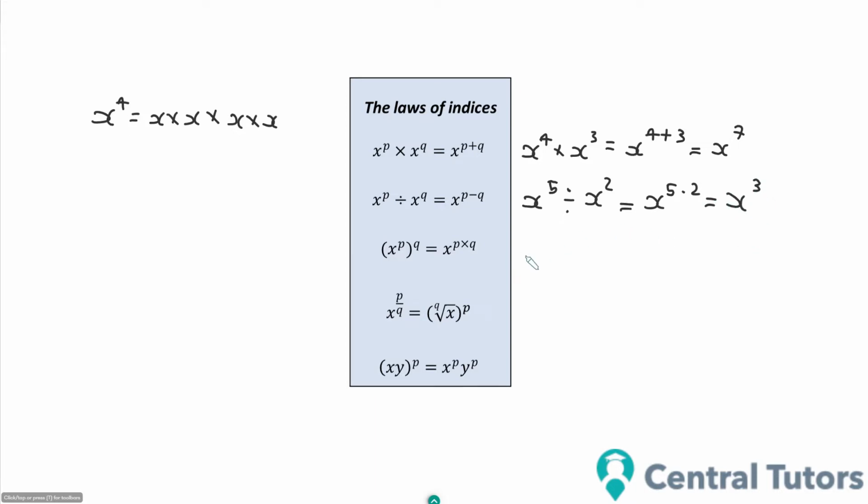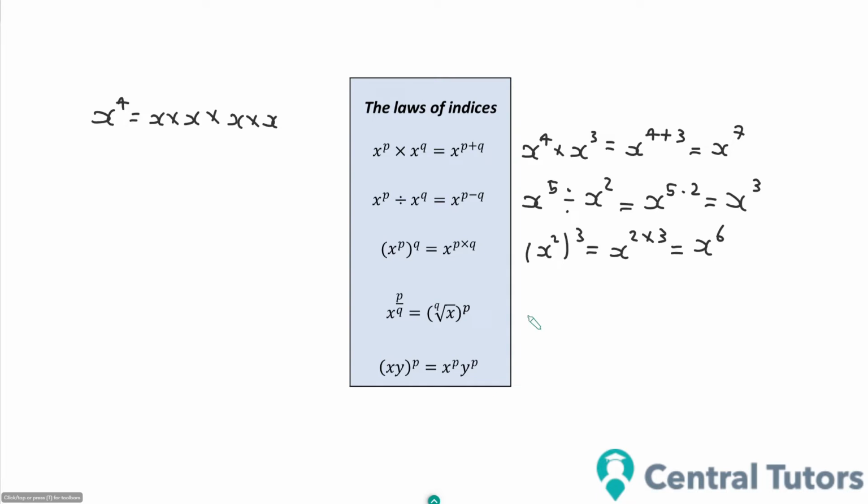This next rule here is telling us that when we take the power, we need to multiply the indices. So for example, x squared taken to the power of 3 is going to be x to the power of 2 multiplied by 3, which is x to the power of 6.